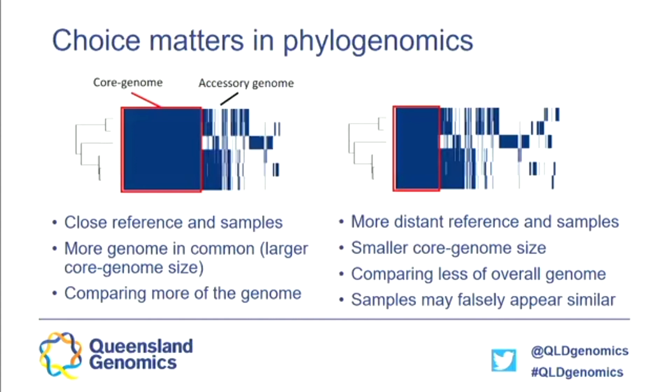When we're calling SNPs and performing a phylogenomic analysis, the selection of the reference is really important. If we have a closer reference that's more similar to the samples, we have a larger core genome, and the core genome is the area that is shared by all samples. So all the samples have all of these genes present. When we're performing the analysis on a larger core genome, we've got more information, and we can see more of those differences between samples. If we use a more distant reference, the size of the core genome can become smaller. And so we're comparing less of the overall genome, and samples might appear falsely similar because you're only comparing a smaller proportion of them.